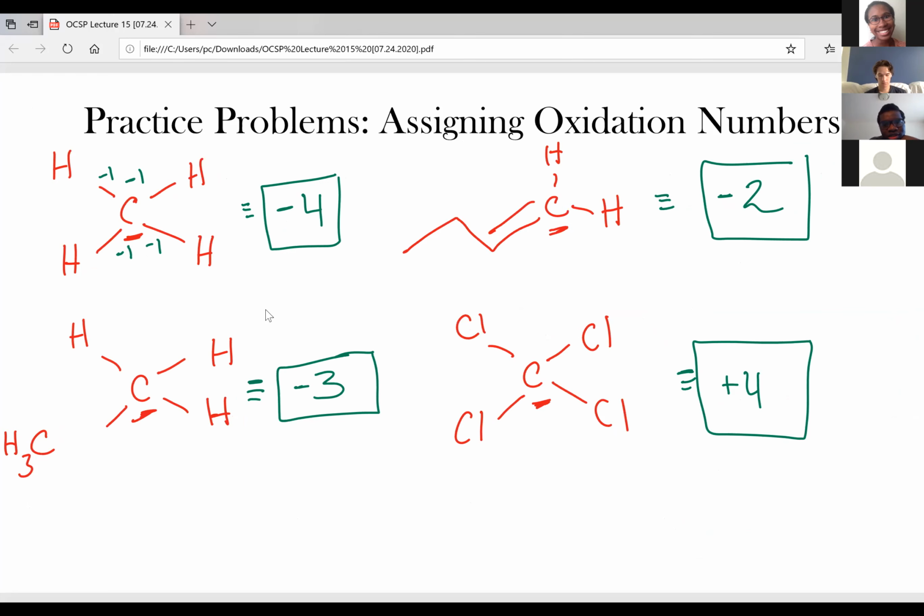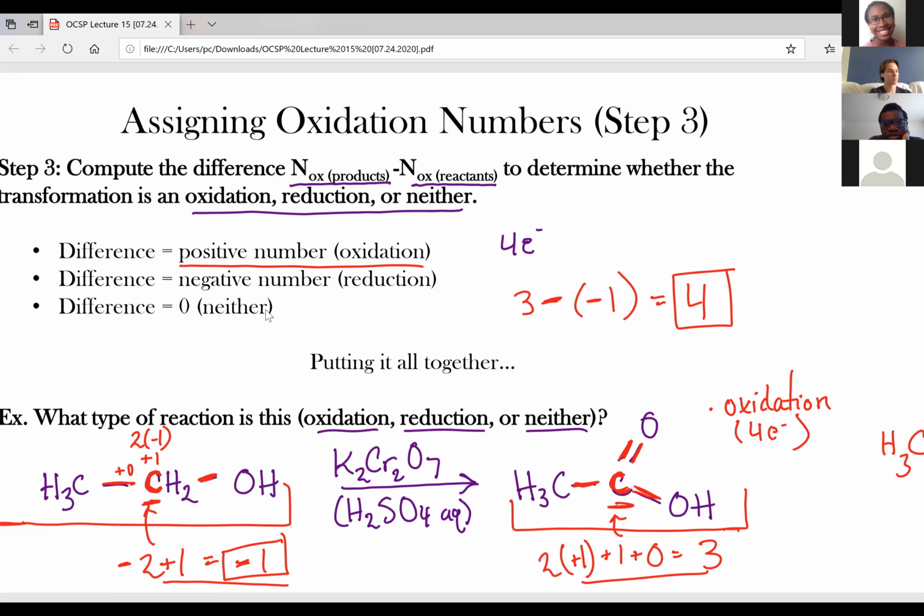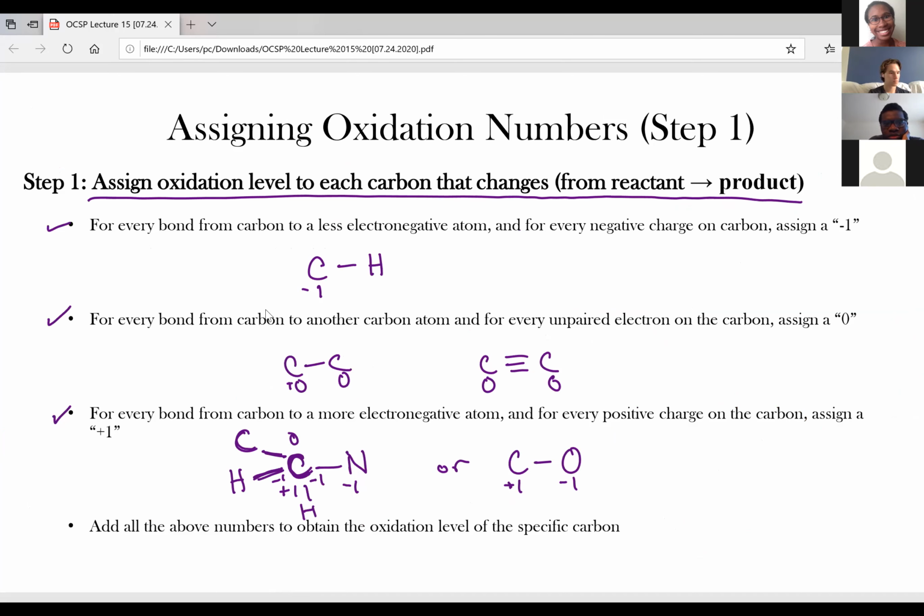I actually have a question about your slide on assigning oxidation numbers, step 1. Do you mind going to that slide? There we go. When you have the +1 at the bottom left on the C, what's that referring to? So that refers to the carbon attached to a less or more electronegative atom. When I have carbon and nitrogen, because nitrogen is more electronegative, that's going to get the -1, and then the carbon's going to get the +1.